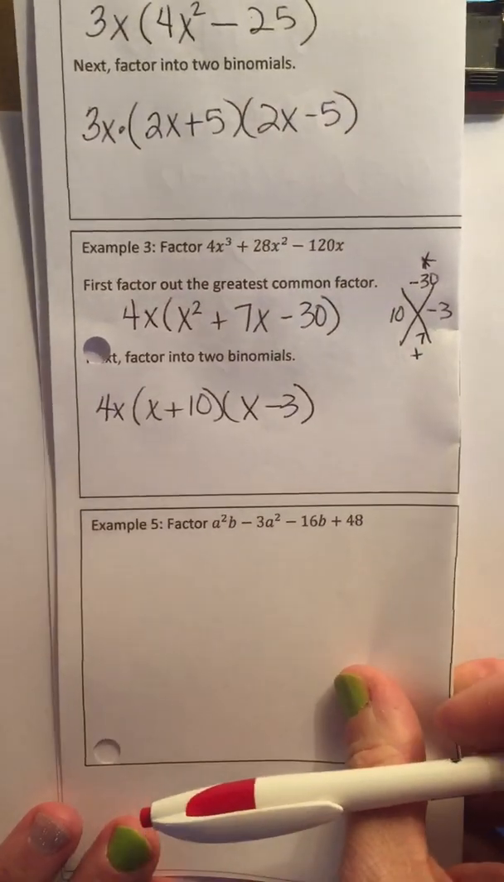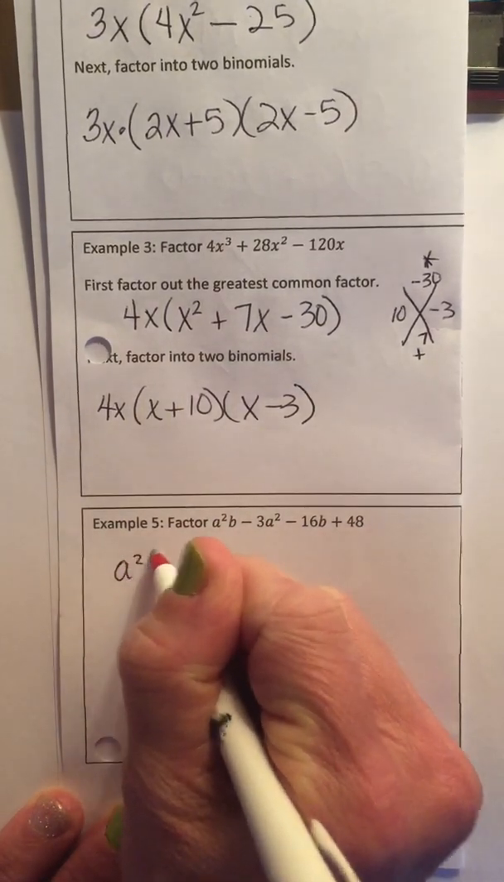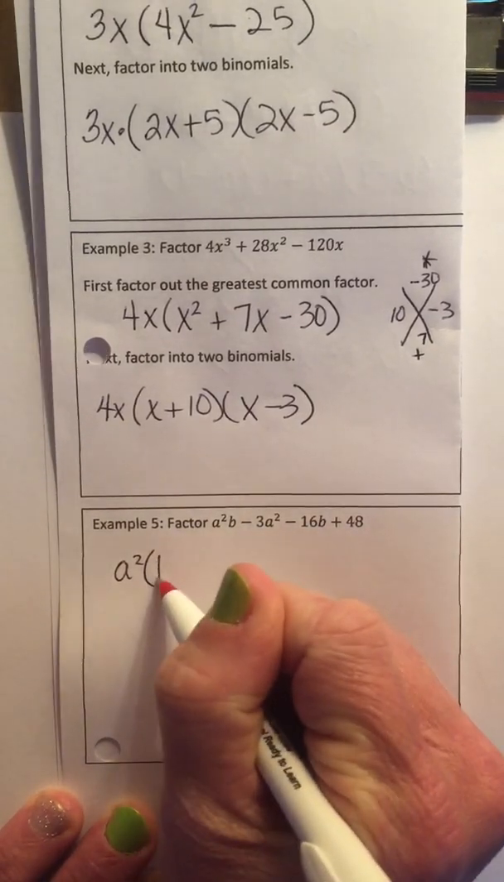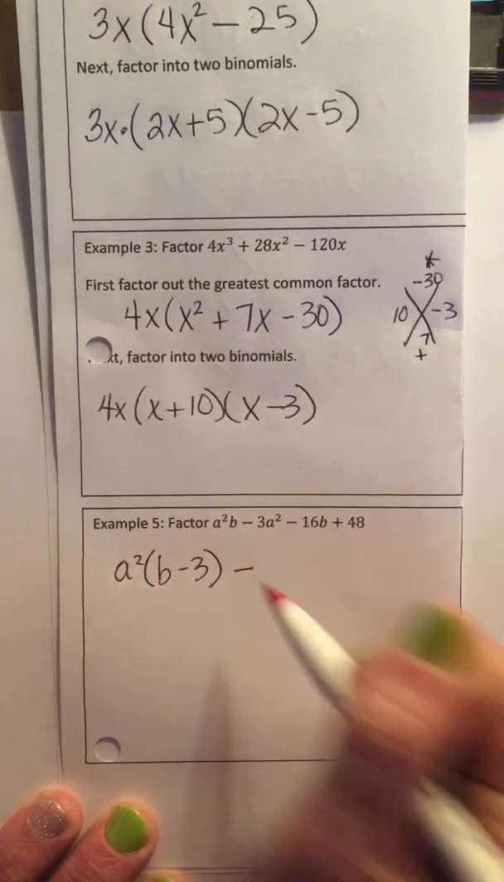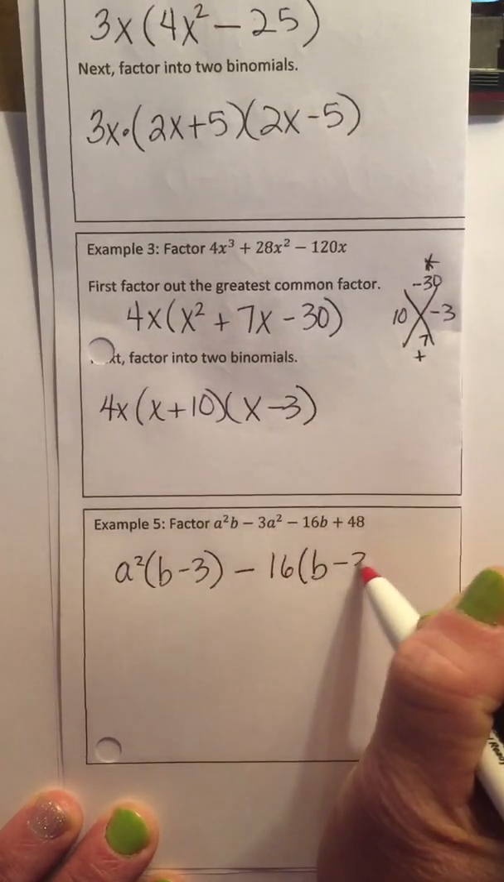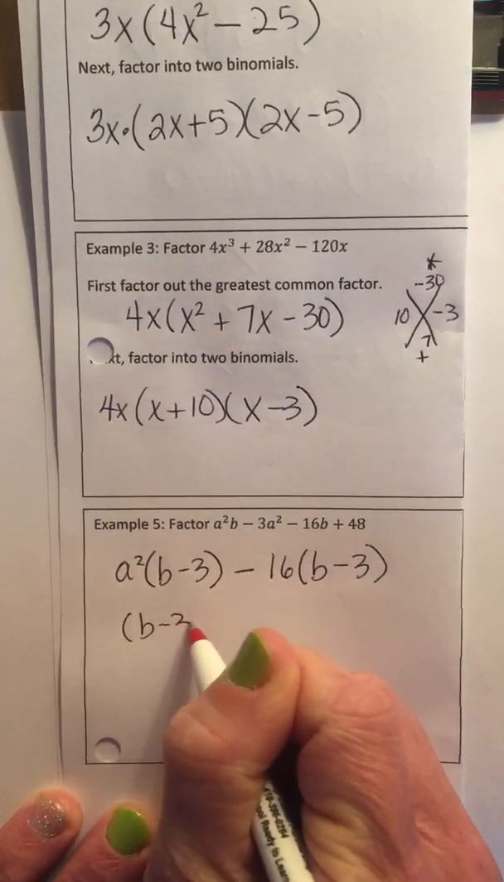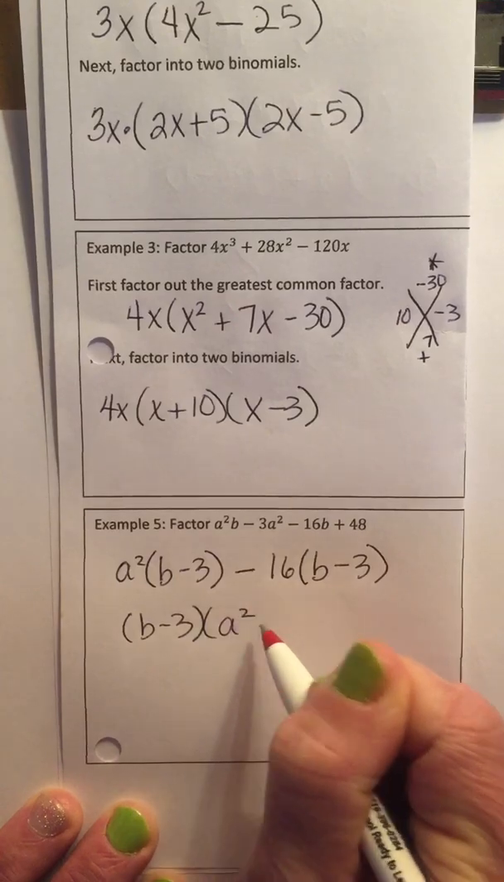Example 5, again, has 4 terms. Factor a squared b minus 3a squared minus 16b plus 48. There are 4 terms, so the first idea should be to factor by grouping. A squared from the first 2 terms, and that leaves us with a b minus 3. Minus, if we factor out a 16, times b minus 3, is b minus 3 times a squared minus 16.